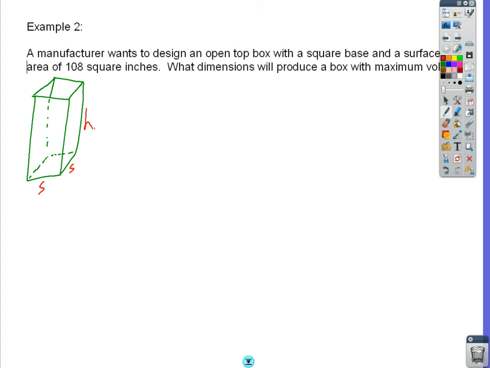And what I'm going to find out here is I want to find surface area. Again, surface areas are all the areas that I can touch, which means each of the 4 sides. Each side is SH, so I have 4SH plus, okay, then I only have one base, which is S squared, and that's my total surface area, the area that I can touch, and it has to equal 108. And that is going to be my secondary equation.